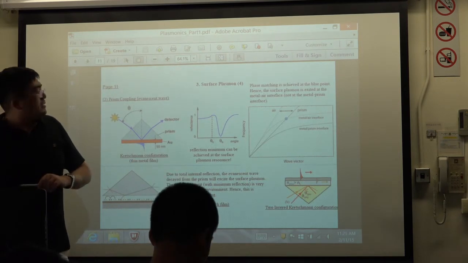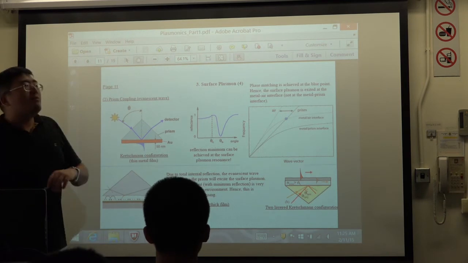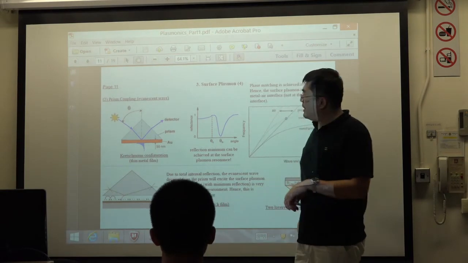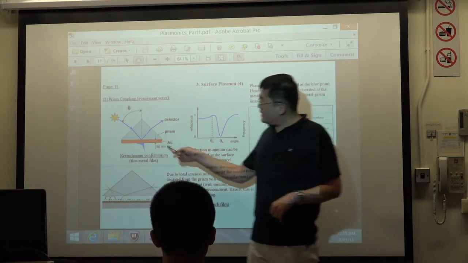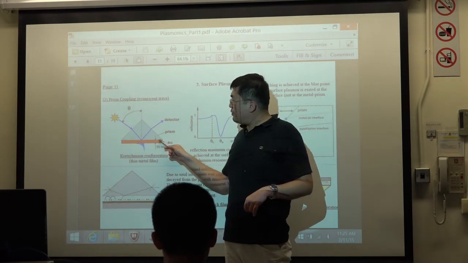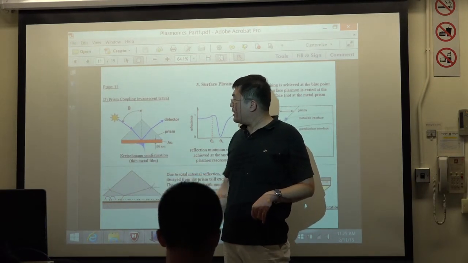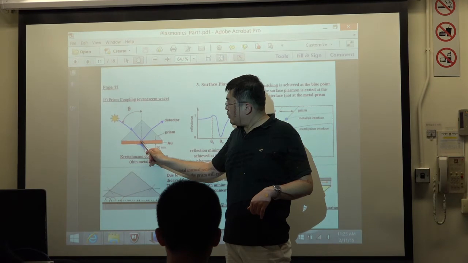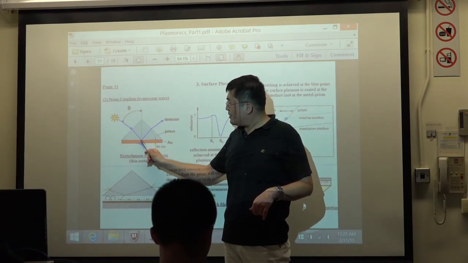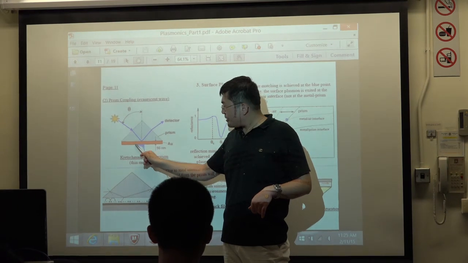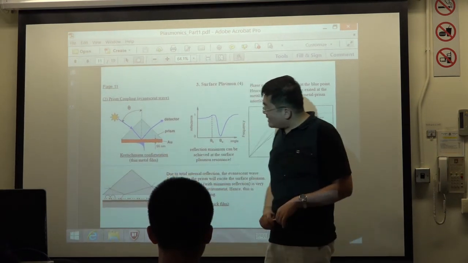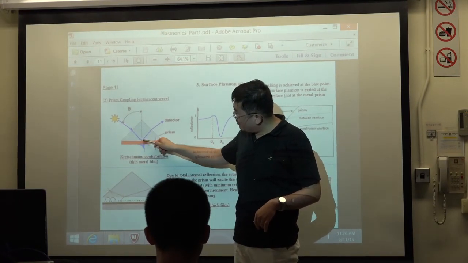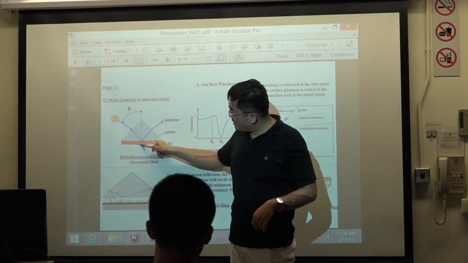Then maybe I can talk about this a little bit. Another is called Kretschmann coupling. They also have this way. You can see this is a metal film, a thin film, 20 nanometers. This is a prism. When the plane wave goes into the prism, total reflection happens, and the wave becomes an evanescent wave. It can excite the surface plasmon, but only at this side. This is interesting. You cannot excite the surface plasmon at the top side; you can only excite it at the bottom side.